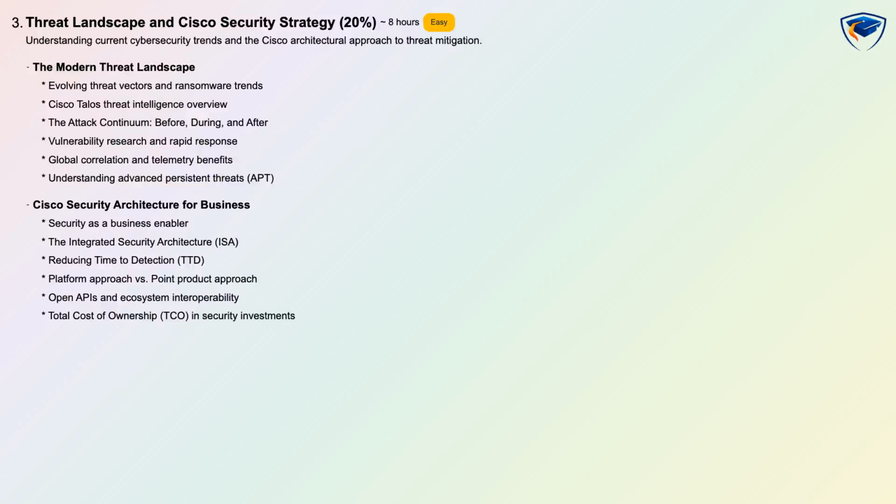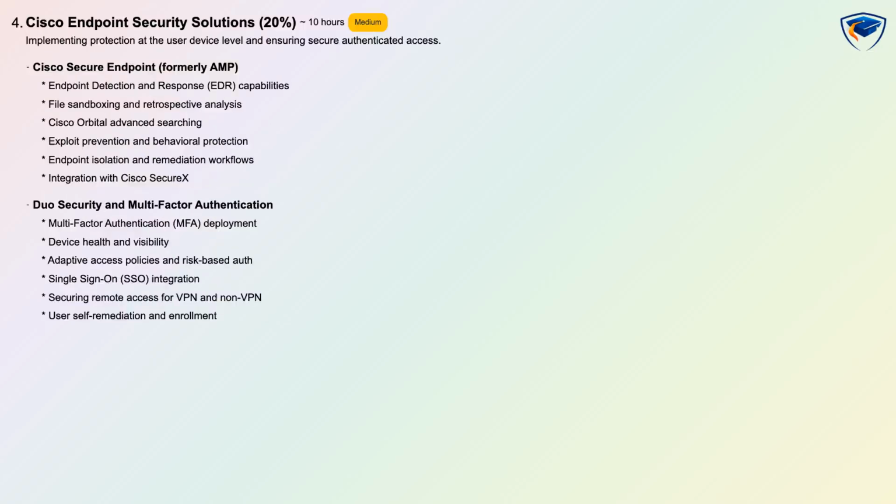Cisco Endpoint Security Solutions carries 20% of the exam weight, is medium difficulty, and requires around 10 hours of study with conceptual and scenario-based assessment. You will master endpoint detection and response capabilities in Cisco Secure Endpoint including file sandboxing, retrospective analysis and exploit prevention.